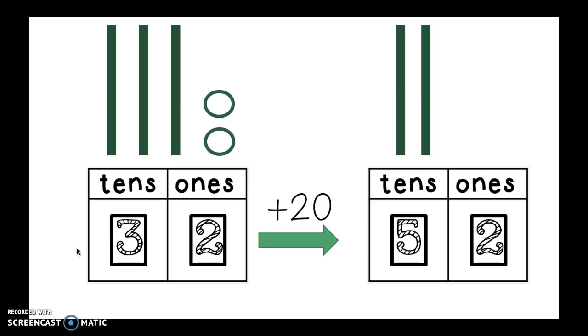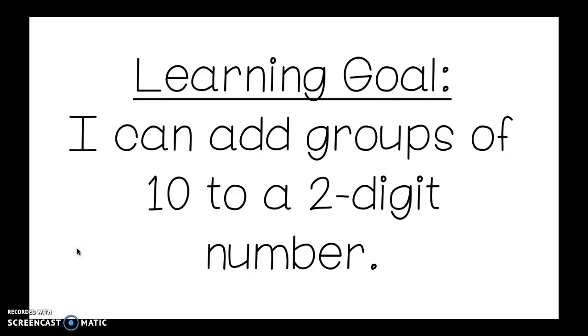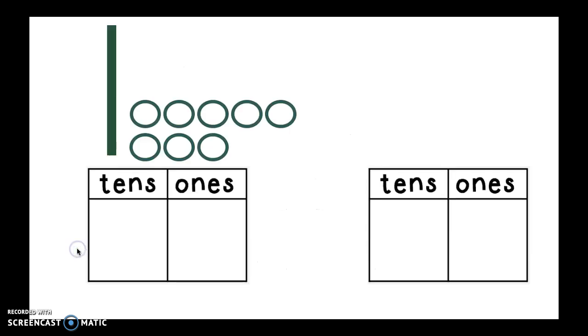This is actually a fun little practice because today's learning goal says, I can add groups of 10 to a 2-digit number. That's exactly what we just did, and we added more than just one 10, we added groups of tens. In the case that we just did, I had 2 tens. Let's try a few more.